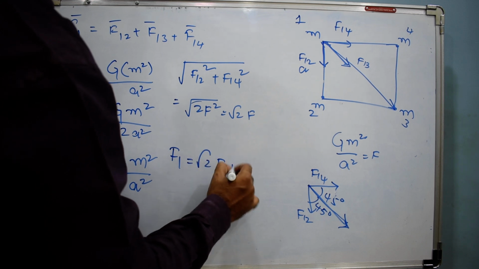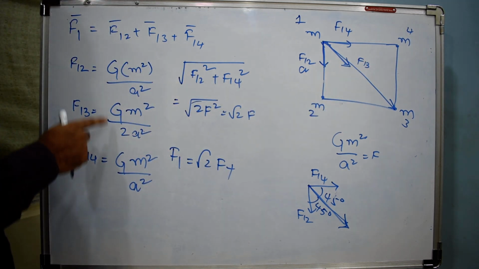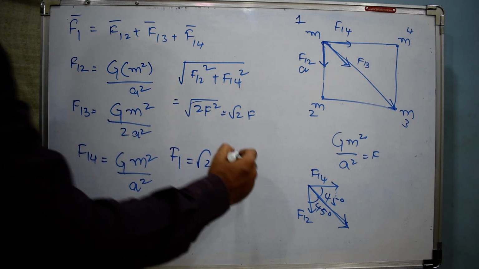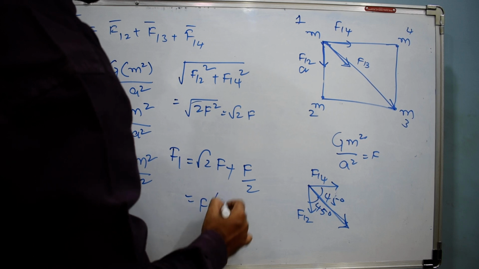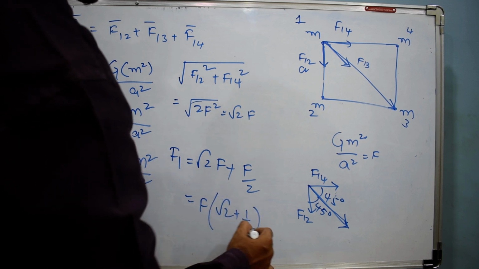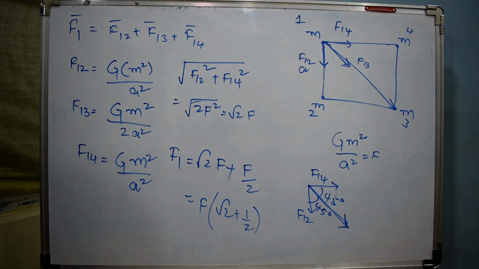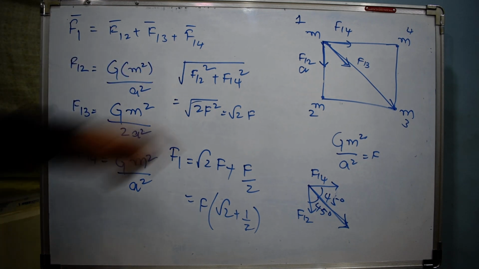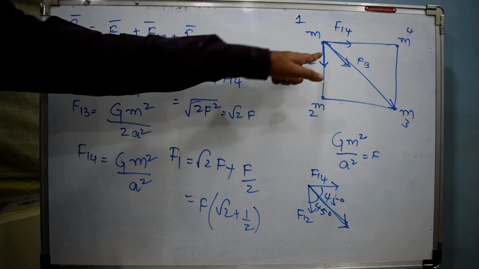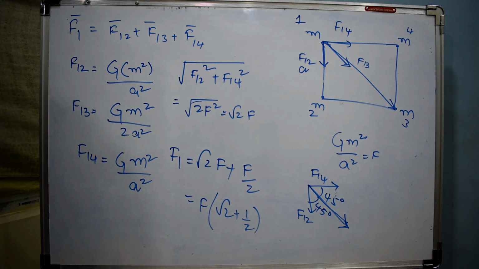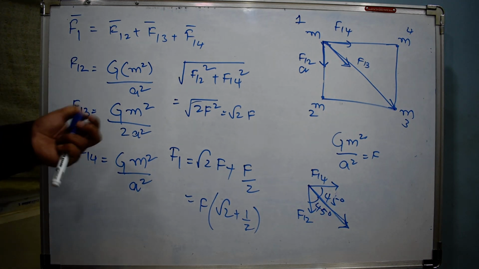Root 2 F plus F13. F13 is 1 by 2 of G m square by a square, or you can write it as F by 2. So the resultant force acting on one of the masses is F of root 2 plus 1 by 2, where F is G m square by a square. This is how to find the resultant gravitational force acting on one of the masses due to the other three masses. And what about the direction? The resultant is along this diagonal direction. This is the way you can do it.